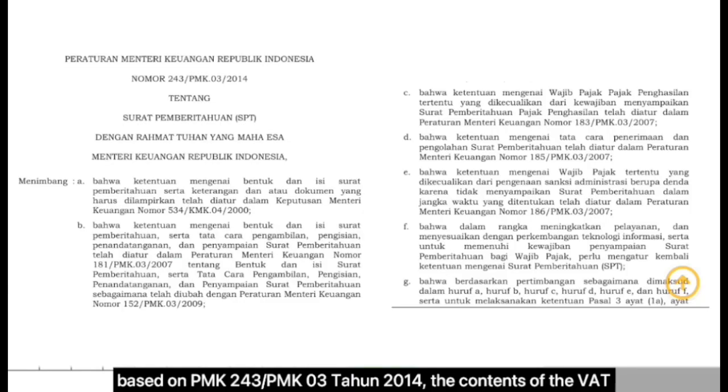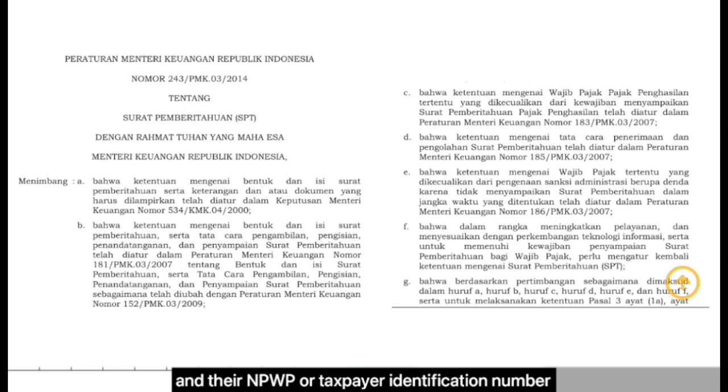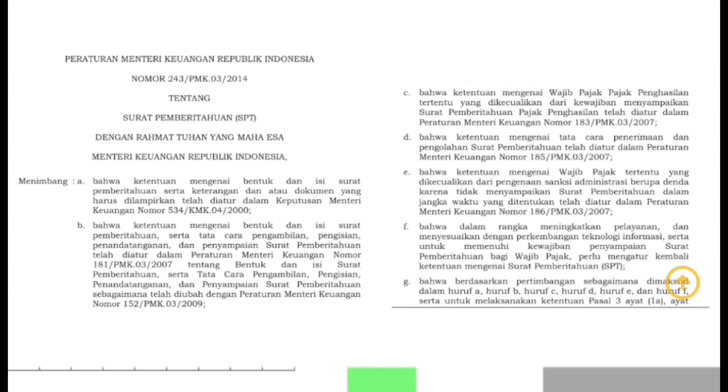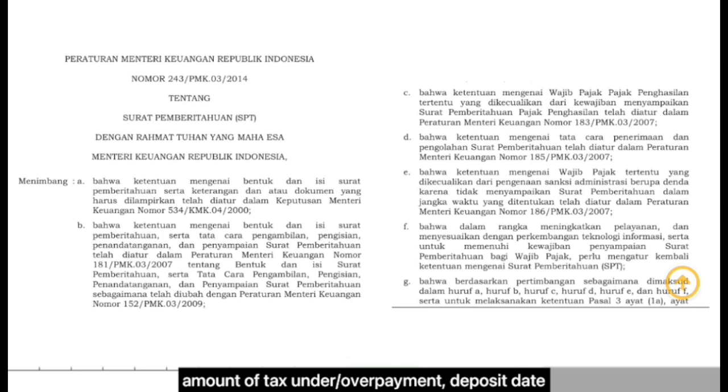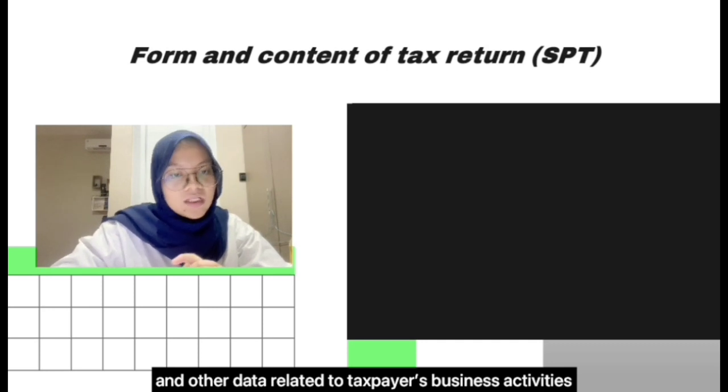Based on PMK nomor 243 atau PMK nomor 3 tahun 2014, the contents of the VAT period tax return must contain tax type, the name of taxpayer and their NPWP or taxpayer identification number, the signature of the taxpayer's proxy, number of submission, amount of tax imposition base, amount of output tax, the amount of input tax that can be credited, amount of tax under overpayment, deposit date, and other data related to taxpayers' business activities.